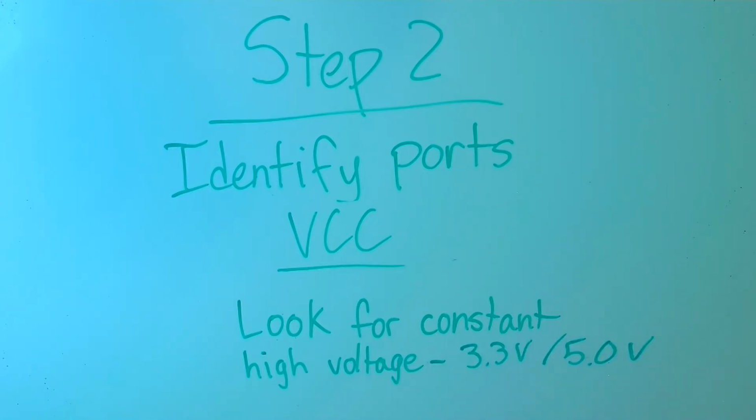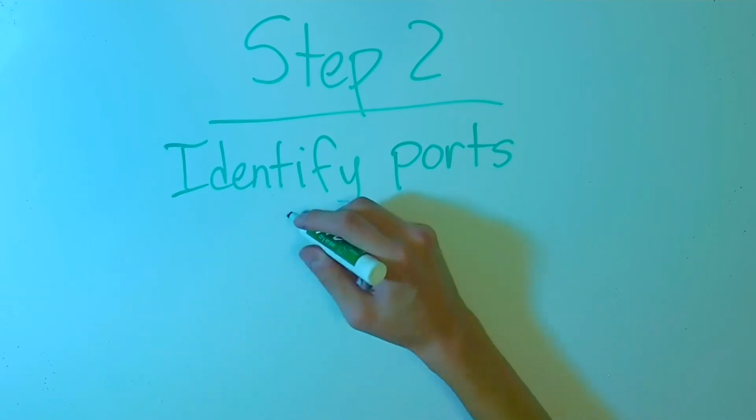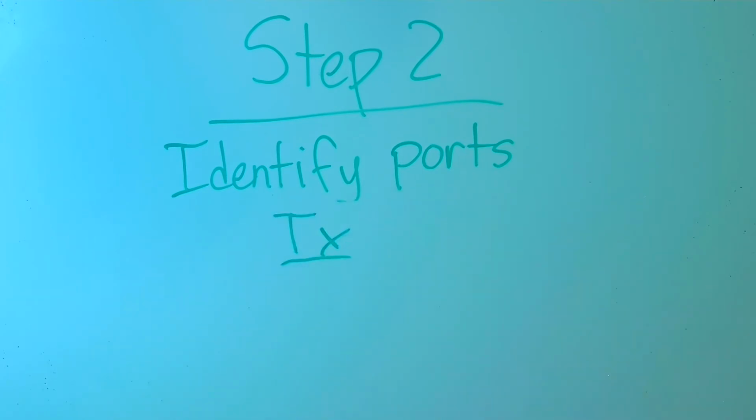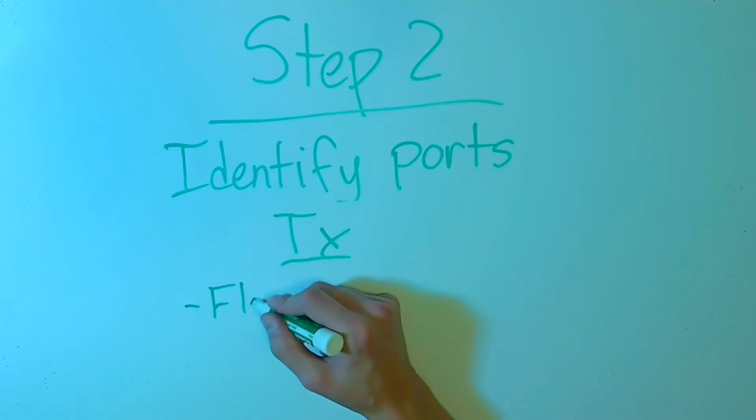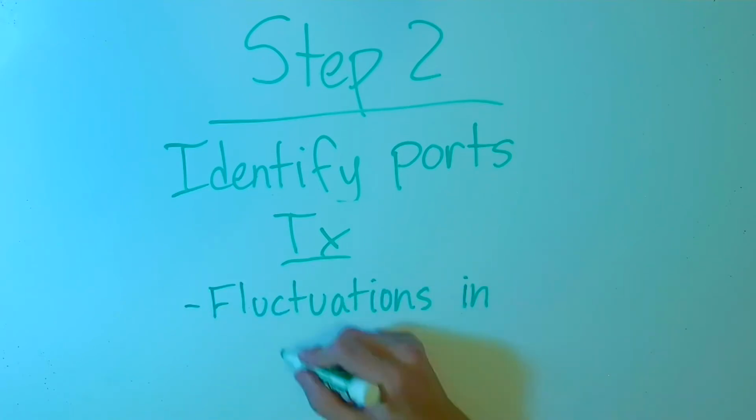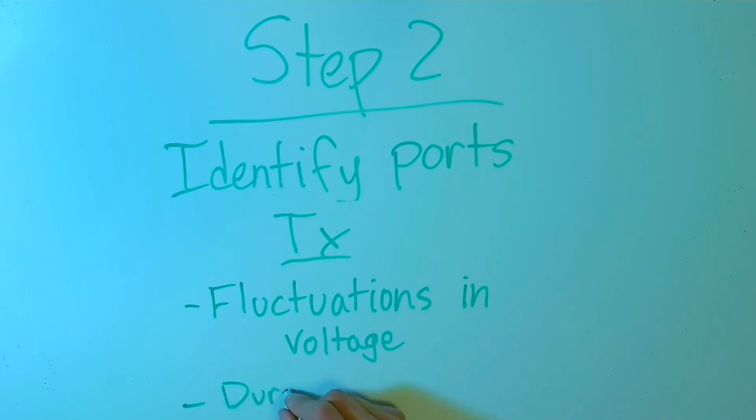Afterwards, we're going to want to identify TX, which is the data out port. And once you know VCC and ground, TX is the pin that has the biggest fluctuations in voltage during the initial 10 to 15 seconds of boot up. This is because a lot of information is typically transmitted from a device during boot up, so it makes sense that it would experience fluctuations in voltage as you turn on the device.